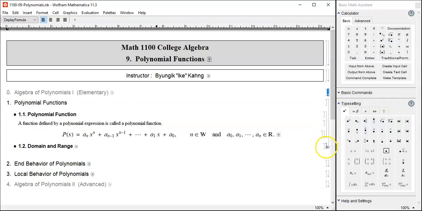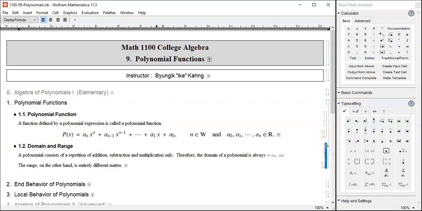Now, as for any function, let's begin with the domain and range. The domain of the polynomial function is always negative infinity to positive infinity because, look at the definition here. The definition involves only addition and multiplication. No division, no radical. Consequently, there's no room for anything to go wrong, like dividing by 0 or putting negative numbers inside of the square root or things like those. This is always valid, therefore, all real numbers.